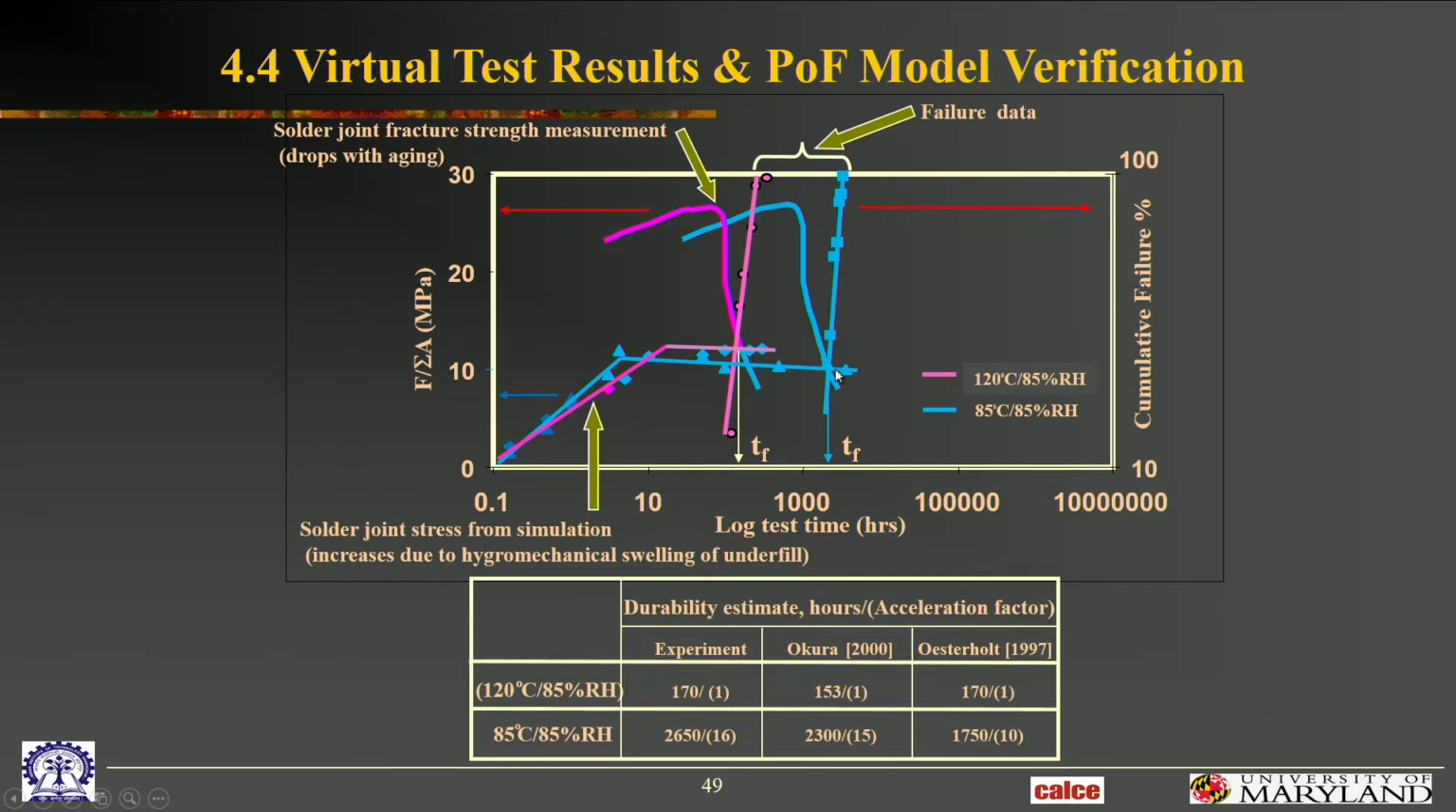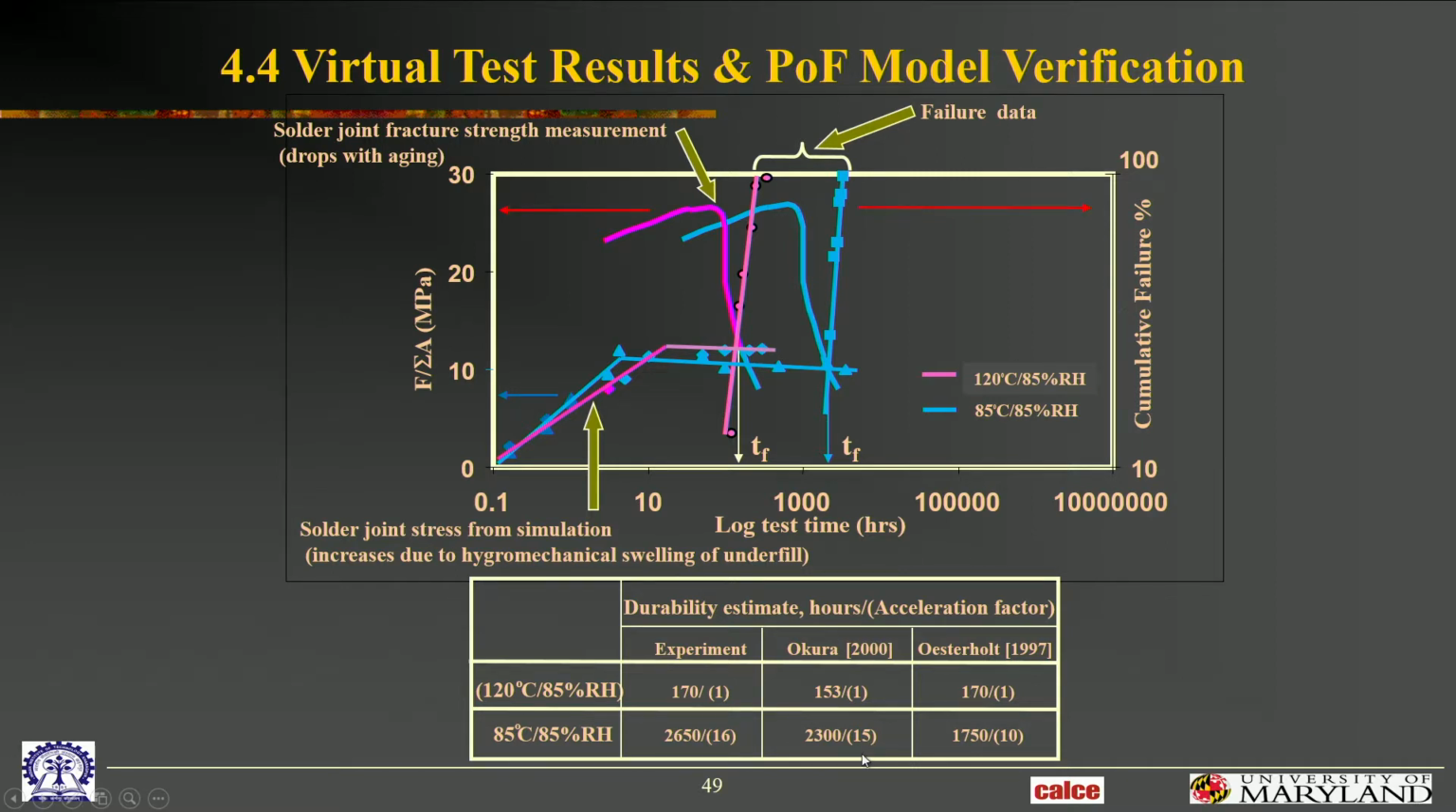So the acceleration factor they got between 85 and 120 was 10. The acceleration factor we got between 85 and 120 was 15, and the actual acceleration factor from the test turned out to be 16. So that is actually not bad at all. Neither one is that bad.